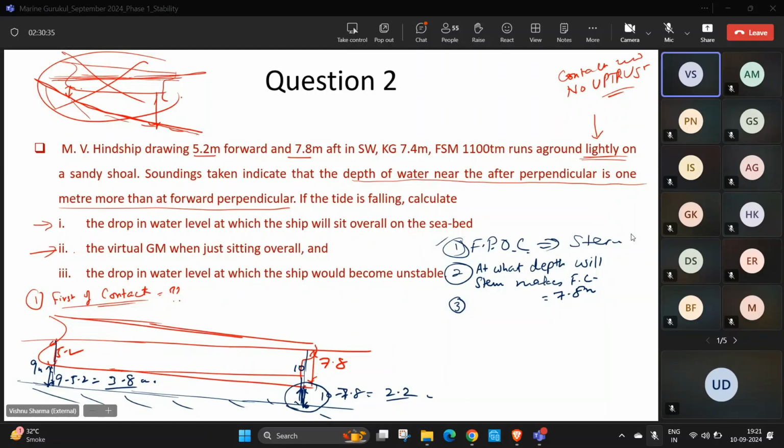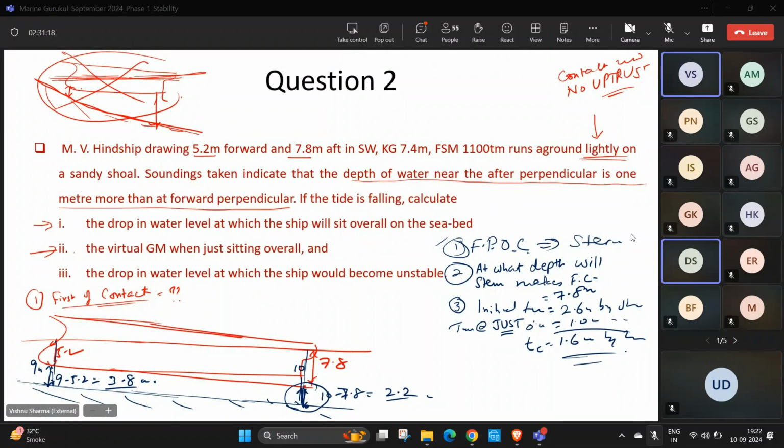So now, what is the trim of the ship? What is the initial trim of the ship, or trim on entry? It is 2.6 meters by stern. If the ship has to sit completely on the seabed, what should her trim be? 1 meter by stern. Okay, so trim at just sitting overall is 1 meter by stern. So what is the change in trim required for the vessel to sit overall? 1.6 meters by head, right?